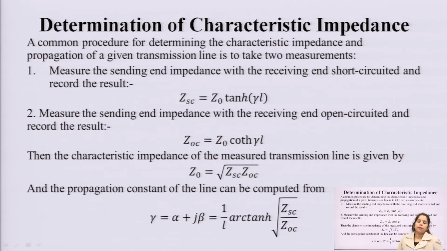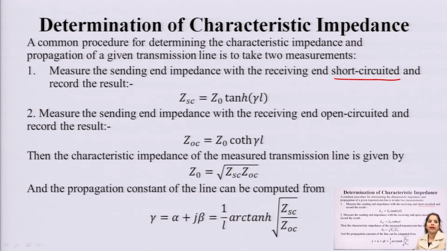Now, the important term of a transmission line is the characteristic impedance, which is used to define the characteristic of any transmission line. Already in the equation also we are familiar with the term Z naught, which is our characteristic impedance. So, if we want to determine the characteristic impedance of any transmission line, we have to follow the given steps. The first step is to measure the sending end impedance with the receiving end short circuited.